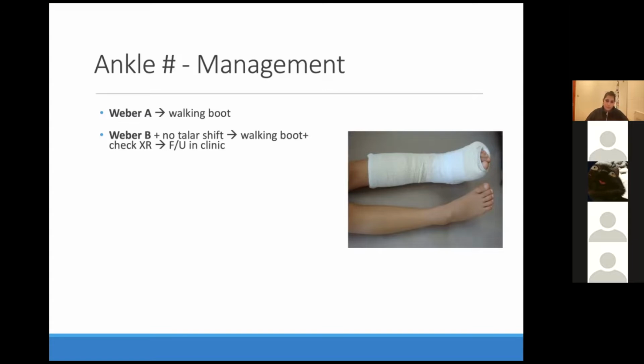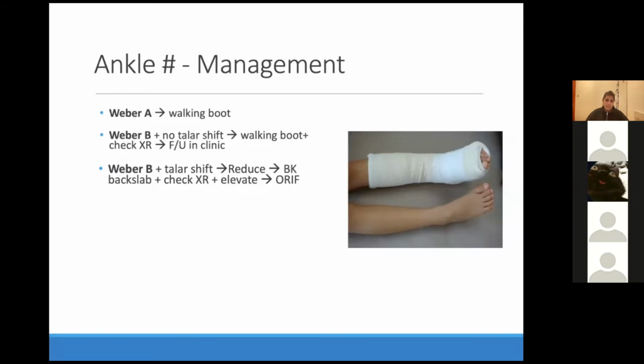Again, we follow these up in fracture clinic. We do check x-rays because sometimes these fractures can displace and they do present themselves. Weber B with talus shift needs reduction. Okay, you want to restrict the movement at the fracture site. So we usually place them into a below knee back slab, which is something like this in this picture here. And then after we put them into a back slab, we check the x-ray just to make sure that intervention hasn't caused the fracture to move further.